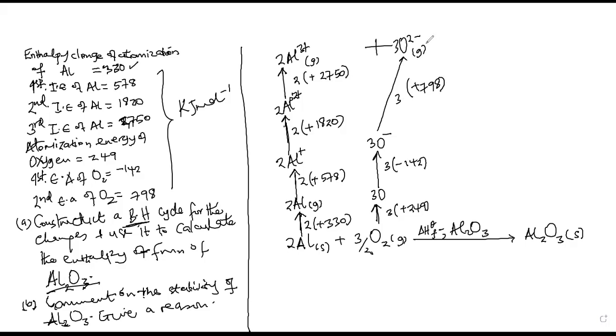798. And then these gaseous ions can combine to form a crystal lattice. And the lattice energy is supposed to be given. What are we given? Lattice energy is supposed to be given.